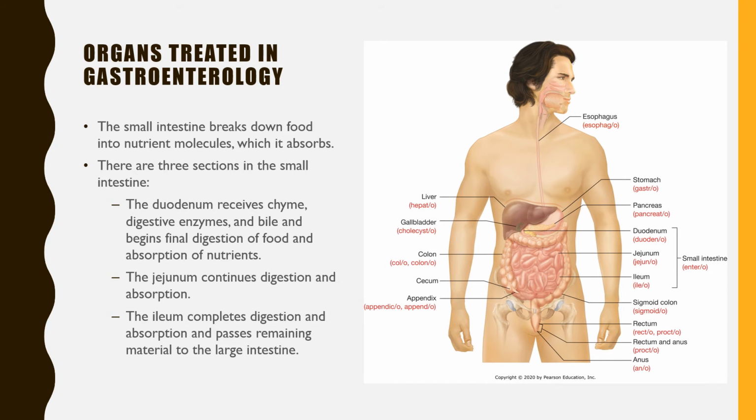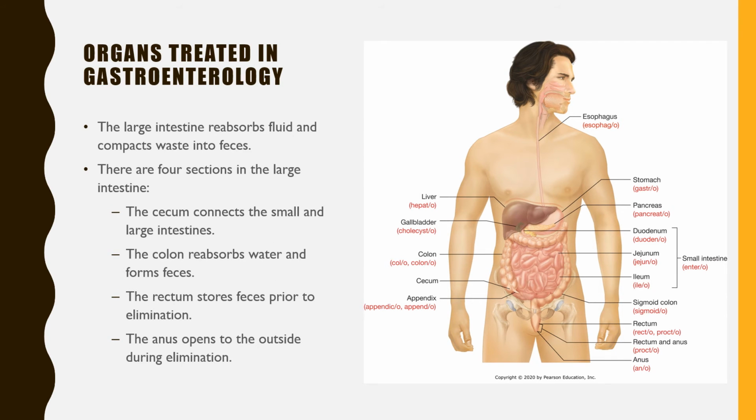The small intestine breaks down foods into nutrient molecules which it absorbs, and there are three sections in the small intestine. The duodenum receives the chyme, digestive enzymes, and bile, and begins final digestion of food and absorption of nutrients. The jejunum continues digestion and absorption, and the ileum completes digestion and absorption and passes the remaining material to the large intestine.